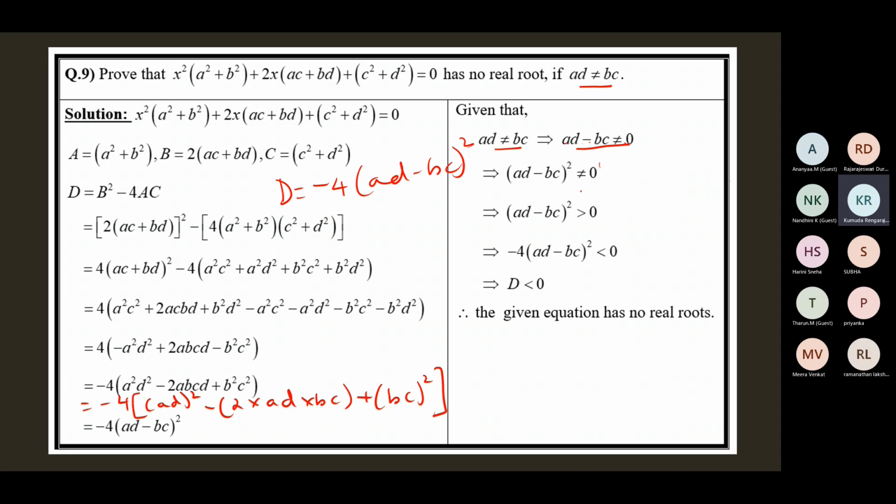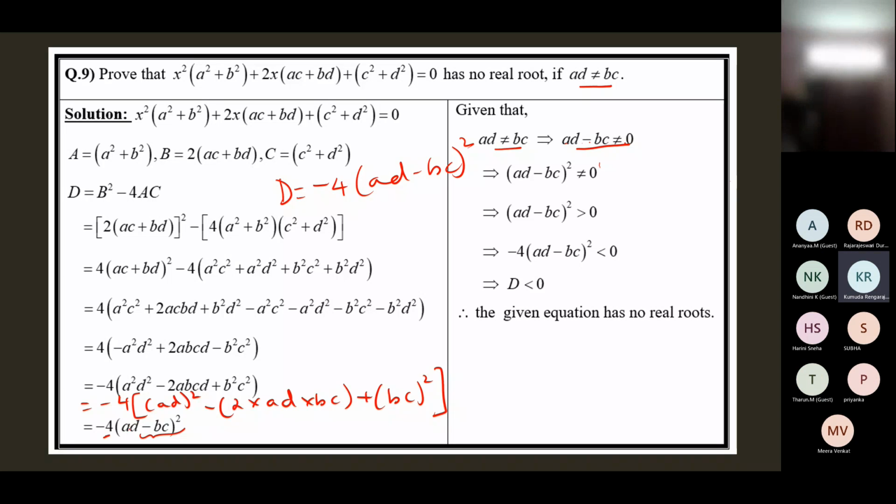So again, here, it's not 0. It's either positive or negative. So when you square it, it will be positive. So that means (ad minus bc) the whole square is positive, so greater than 0. But when you multiply it with the minus 4 outside, the whole thing becomes negative. So that becomes a negative number, which is less than 0. All right, so D is less than zero, it's negative. So the equation has no real roots.